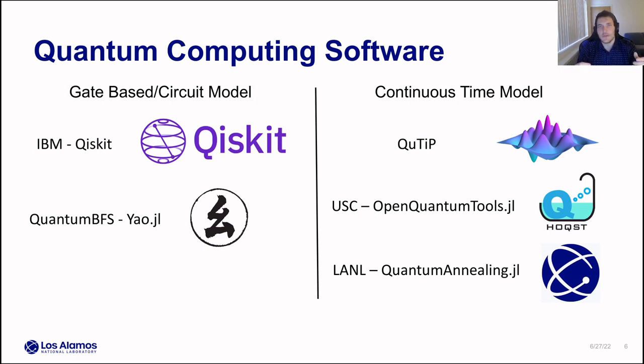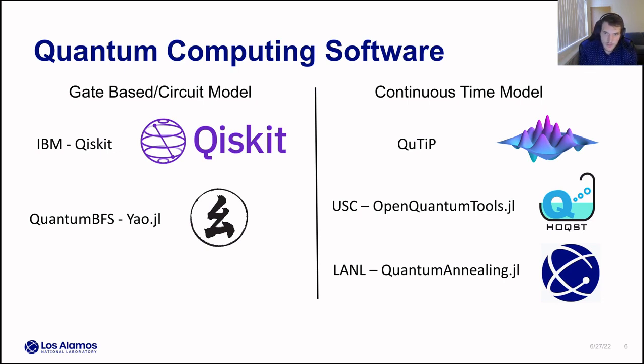So what about the continuous time model? To bring it back to Python, there's the QuTiP software, which is an open source software for simulating quantum systems. And similarly in Julia, there's the OpenQuantumTools.jl package from the University of Southern California, which is an excellent package for simulating the open dynamics of quantum systems. Lastly, we have LANL's QuantumAnnealing.jl package, which is more specialized for actually working with the quantum hardware which we've been doing our research on.